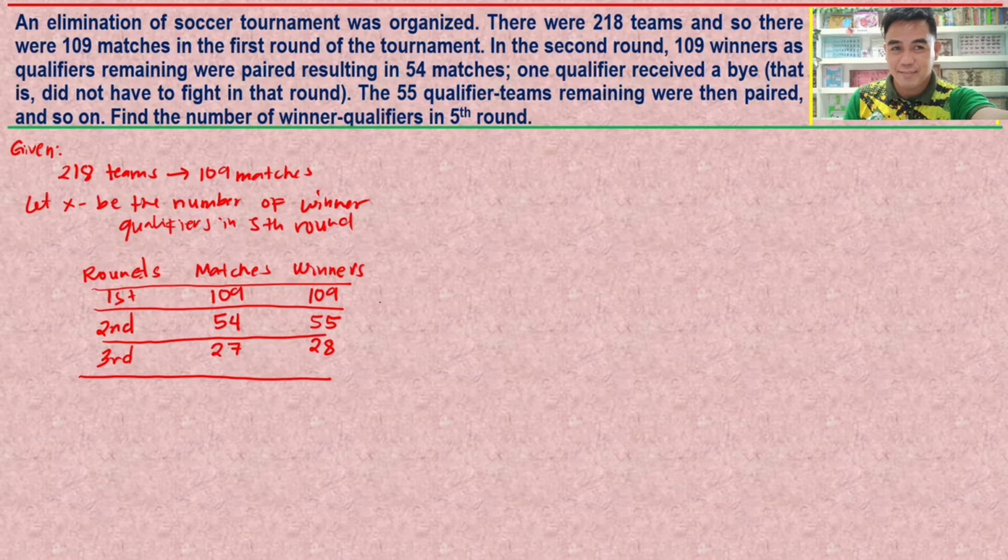Simply, let's try to do the pattern. Here, 109 matches, the winner is 109. Then the next number of matches is 54. Simply 109 divided by 2, that is 54.5. The 0.5 here refers to the bye. So 54 plus 1 becomes 55 winners. The same as 55 divided by 2, that is 27.5. The 0.5 here is again a bye, which will add to the winners, so 27 plus 1 is 28.